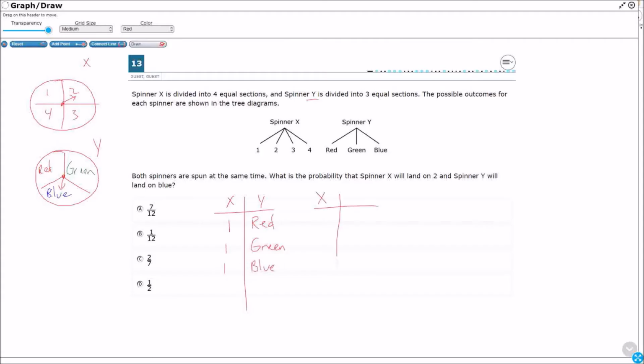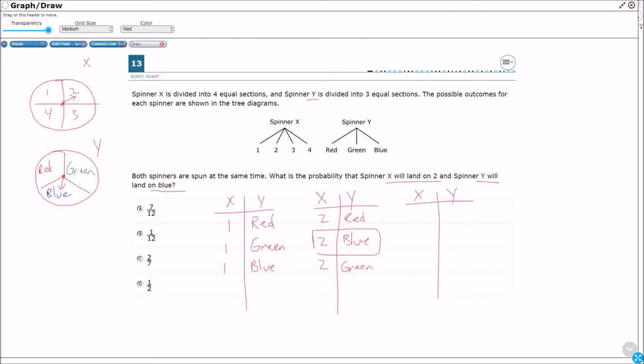And what we could do is we can simply repeat this. What happens if I land on a 2? Okay? Because that's really what I'm looking for. I can have a 2 red, a 2 blue, which is the one I'm looking for, right? X on 2, Y on blue. And then I could have a 2 on green. So those are my only options there.